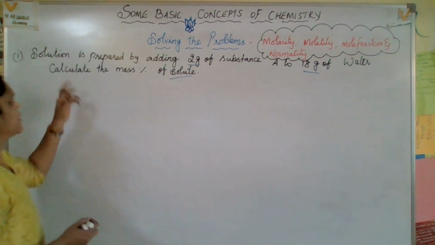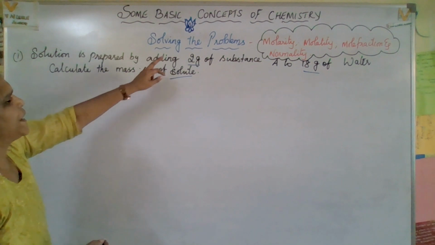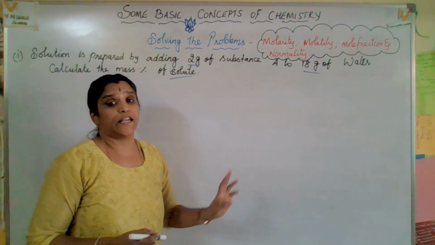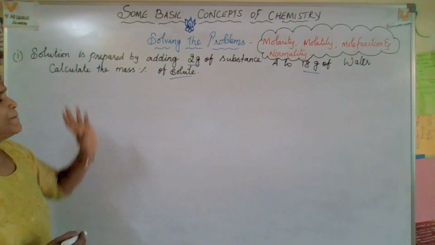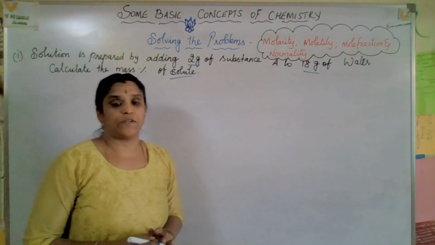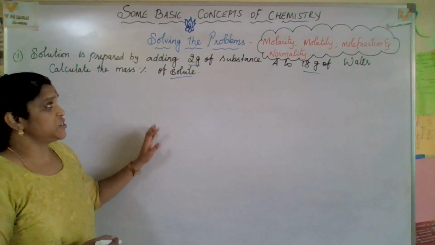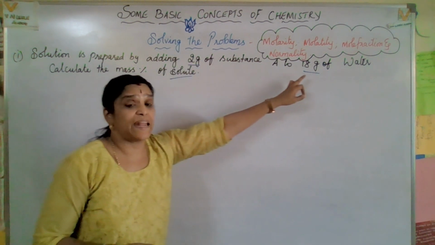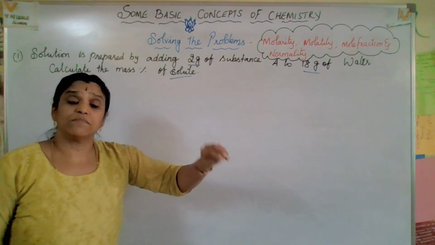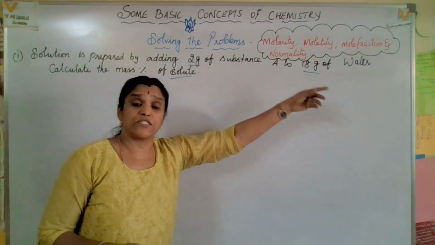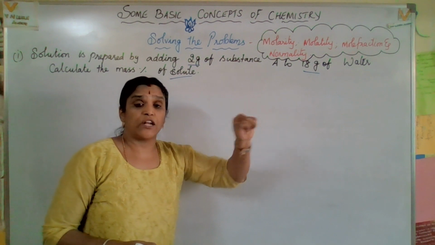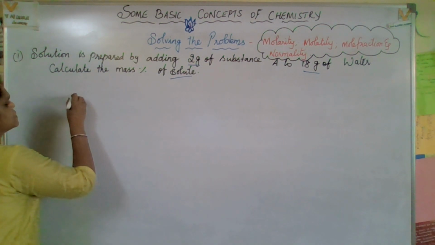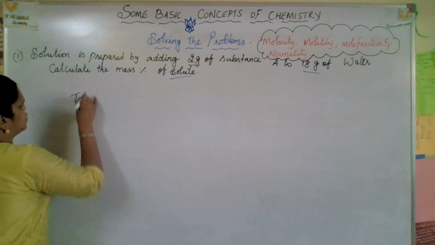Let us check. A solution is prepared by adding 2 grams of substance A to 18 grams of water. Calculate the mass percentage of solute. In this question, they mentioned 2 grams of substance added to 18 grams of water. So 2 grams is the solute and 18 grams is the solvent. Both combined together, you will get a solution. So let us find out the total mass of the solution.